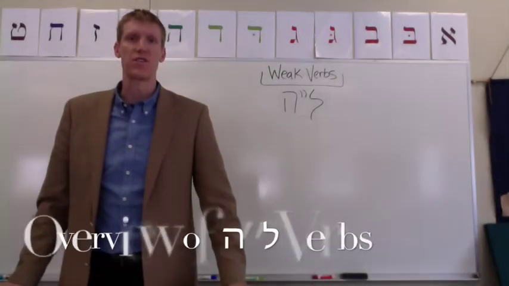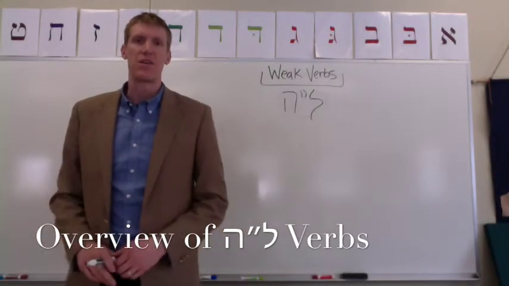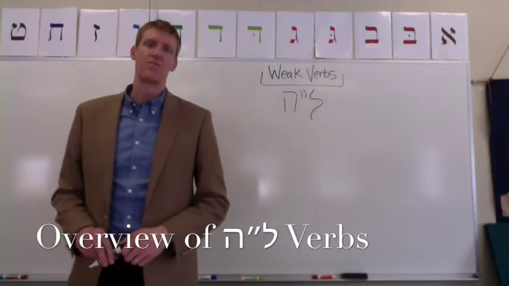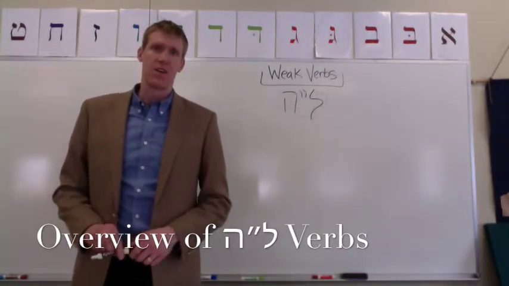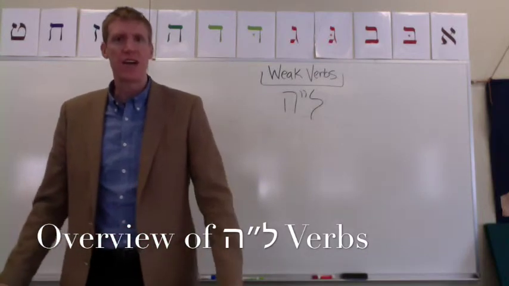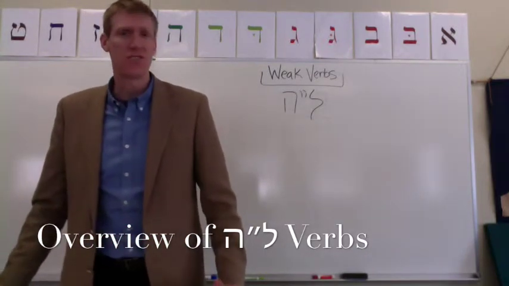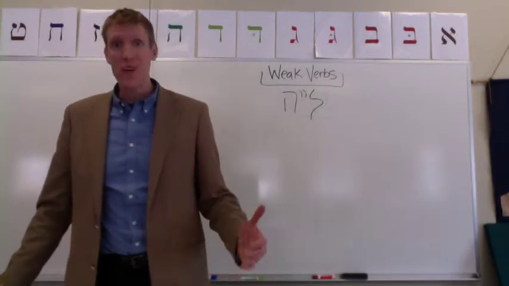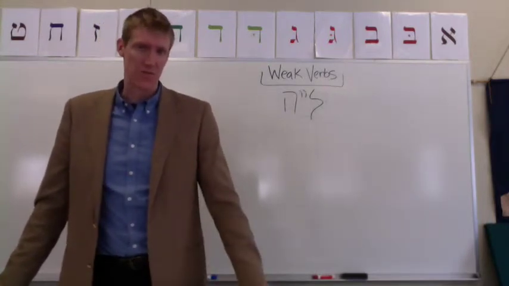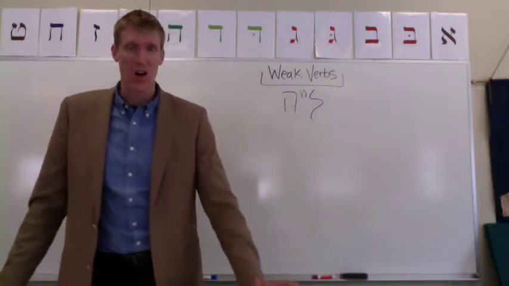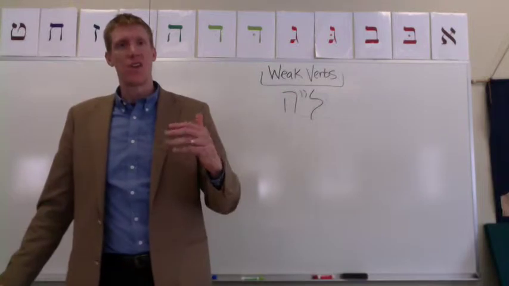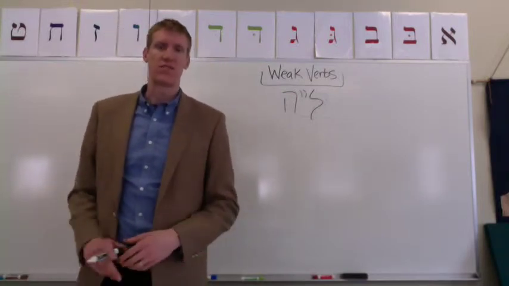Our final video of this week is about lamid hey verbs, verbs whose final root letter is a hey. Because the letter hey is basically just the sound of breath, it is, I think, the weakest of the four weak letters. The weak letters, again, are hey, vav, yod, and nun. And the hey, I think, is the weakest of them.